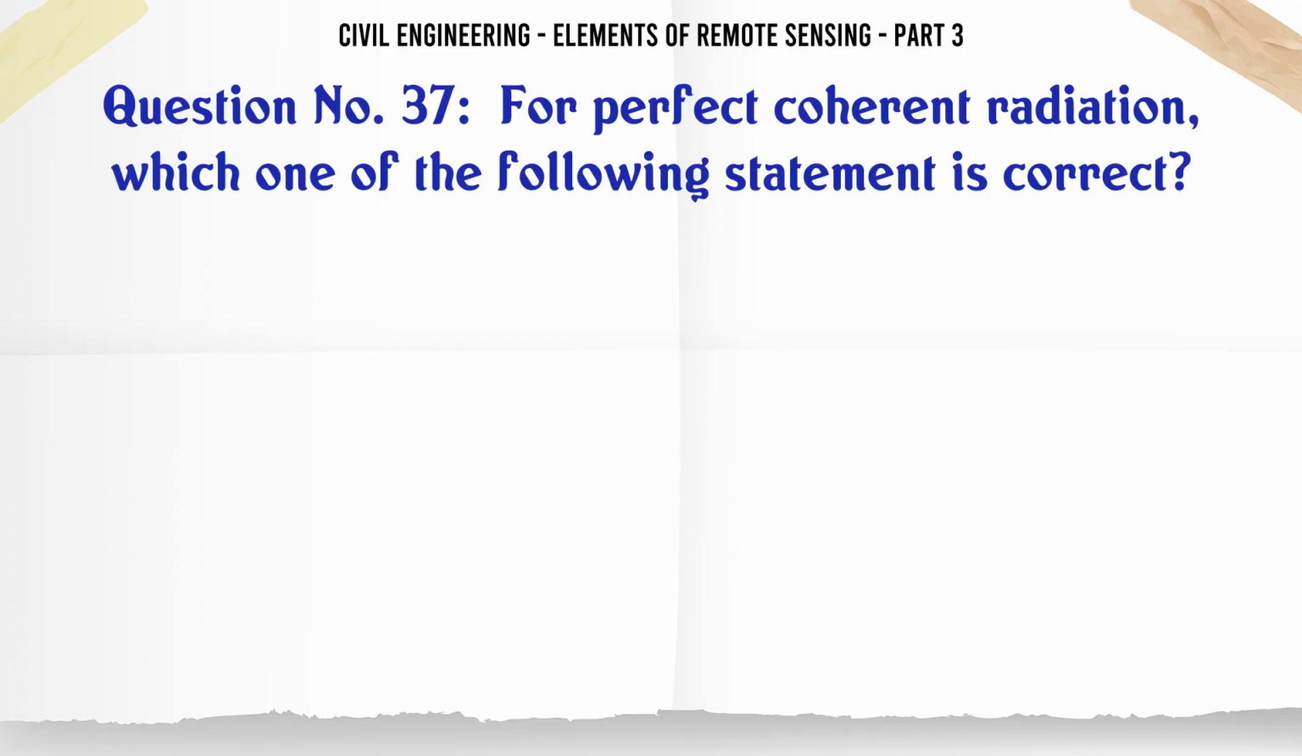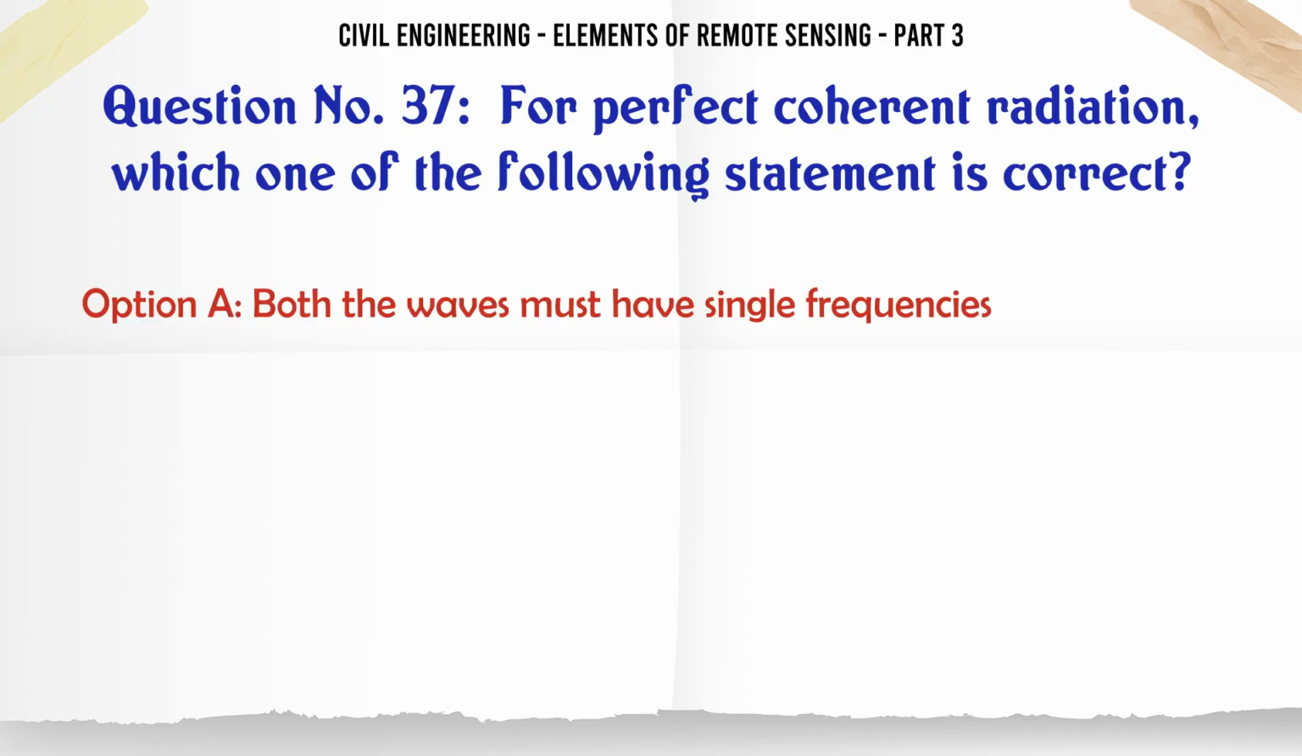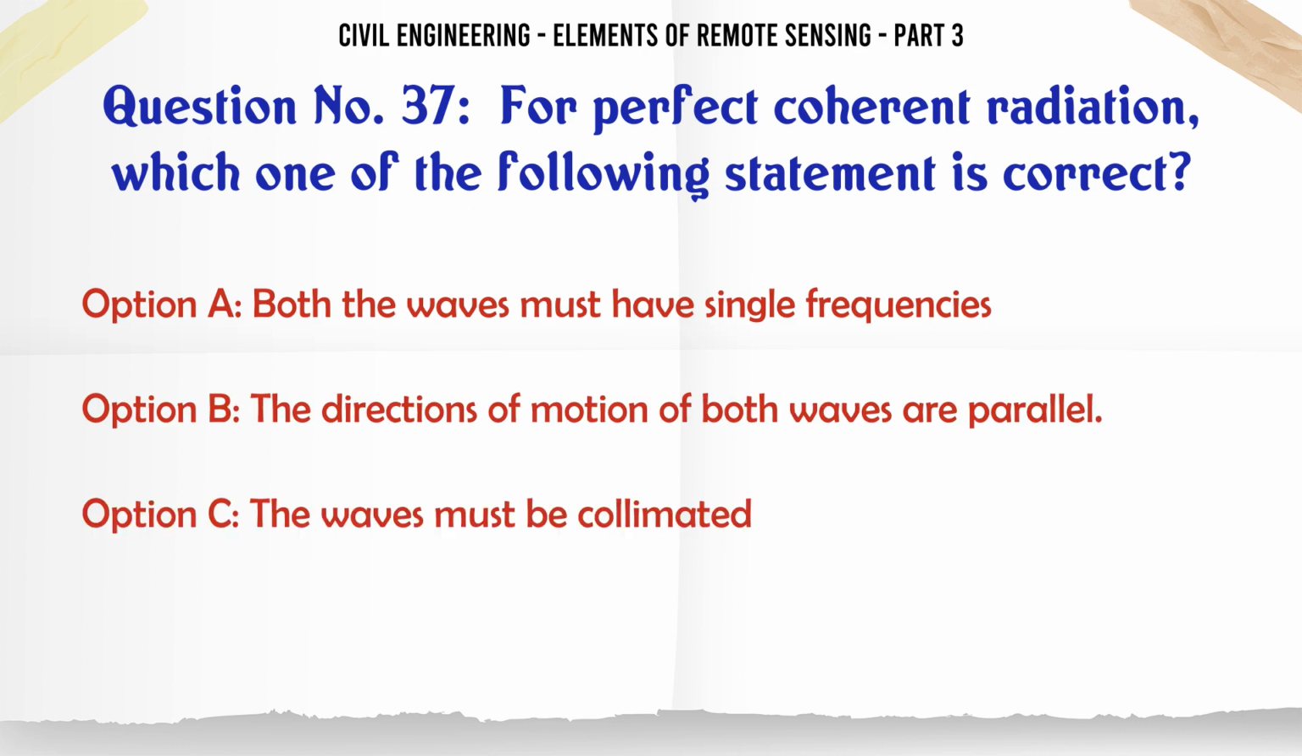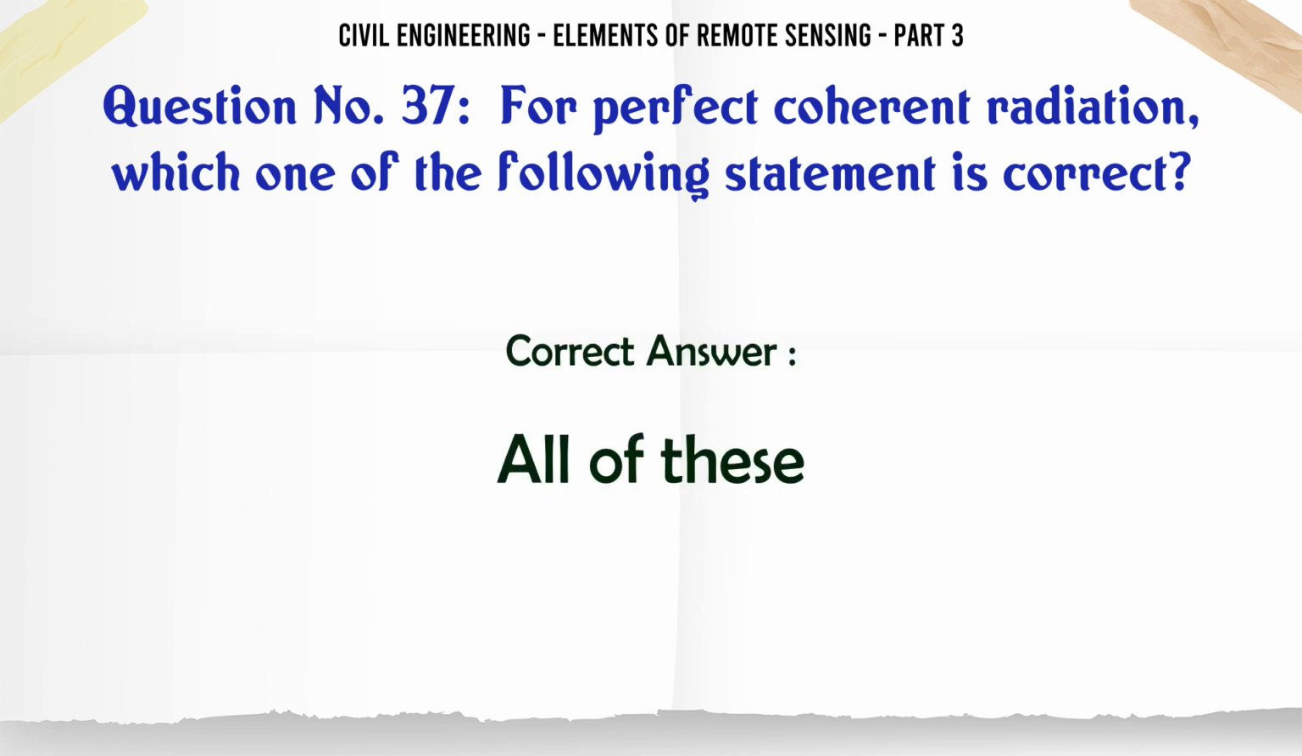For perfect coherent radiation, which one of the following statements is correct? A. Both the waves must have single frequencies. B. The directions of motion of both waves are parallel. C. The waves must be collimated. D. All of these. The correct answer is all of these.